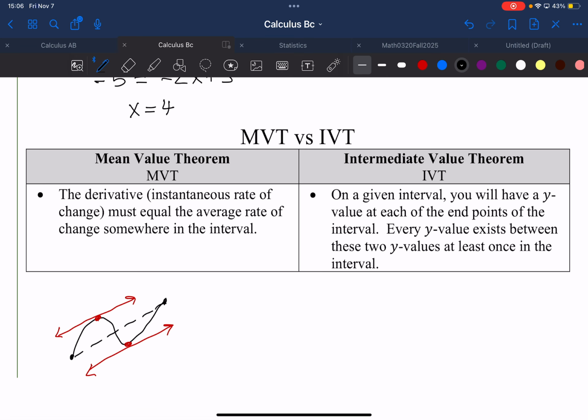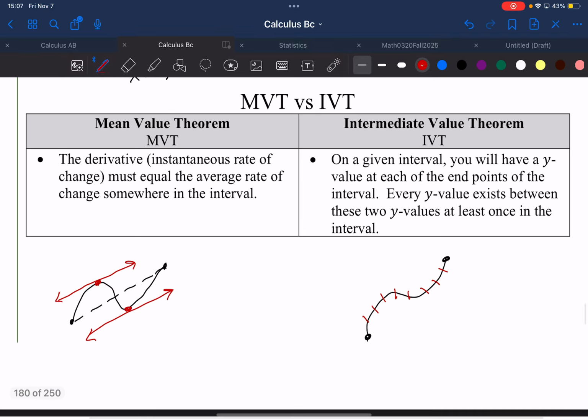Versus intermediate value theorem that says on a given interval, you will have a y value at each of the endpoints of the interval. Every y value exists between these two y values at least once in the interval. So what this means, it's saying, okay, I have a function, and on the endpoints, which are establishing that interval, somewhere between there on the function, I'm going to have some value of y that exists. So all those dash marks are representing a point or a value y that would exist on that interval. So that's the difference between the two.